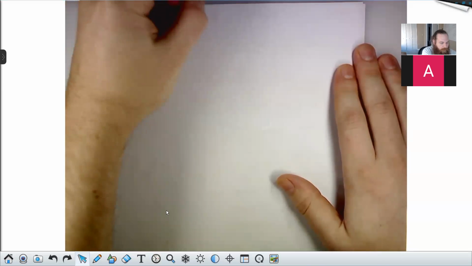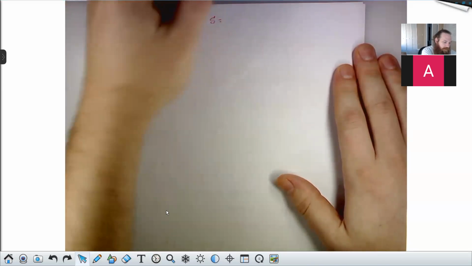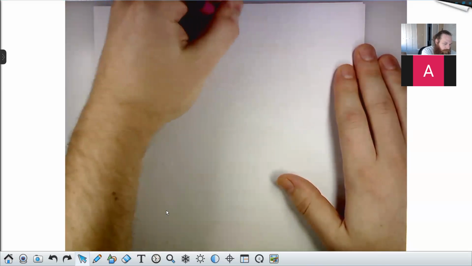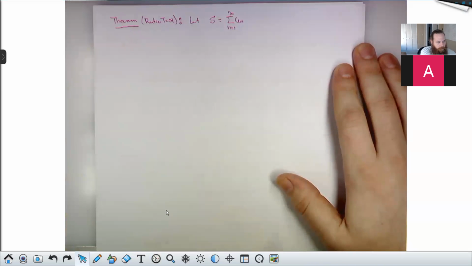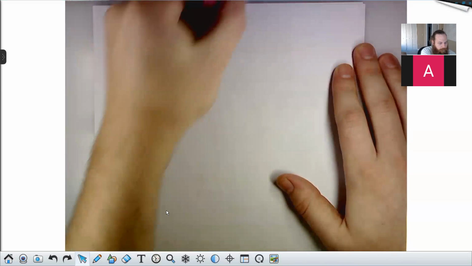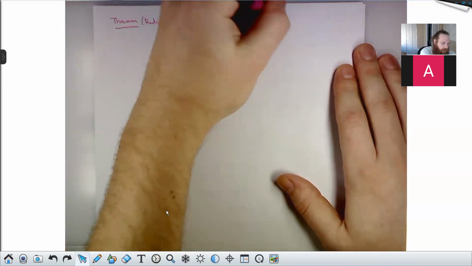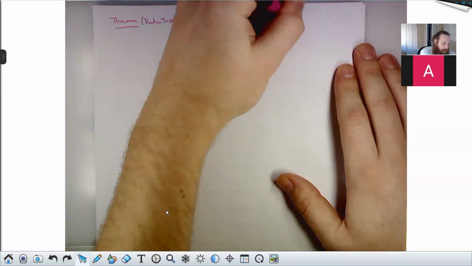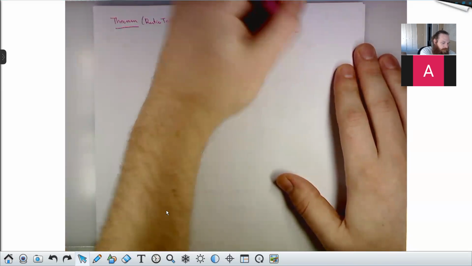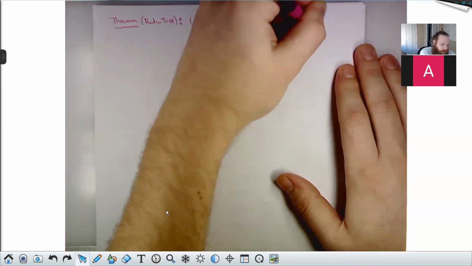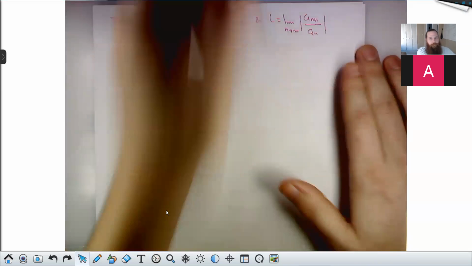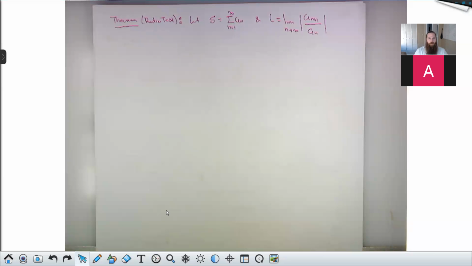Again, let S be the sum of a_n, summed from wherever, 1 to infinity, 0 to infinity, 5 to infinity. The starting index does not matter. And let L this time be the limit as n goes to infinity of the absolute value of a_(n+1) over a_n. So L here is the limit of the ratio of 2 consecutive terms of your series.